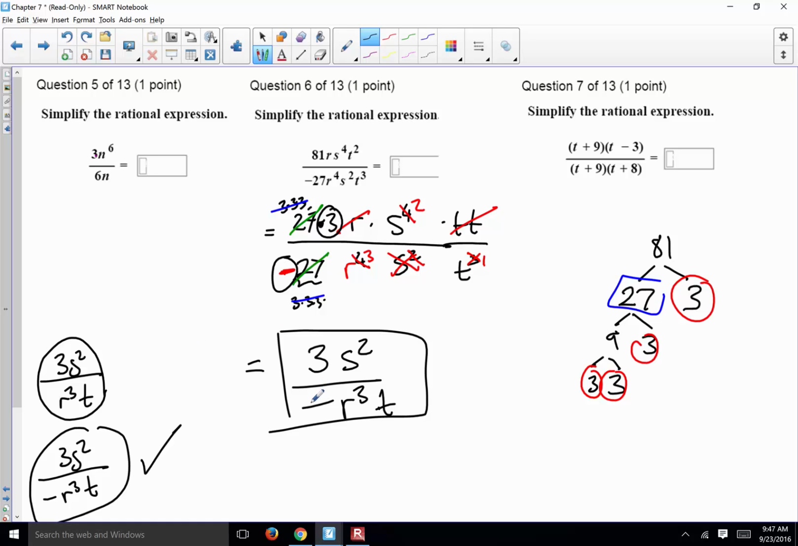Can I pull this minus in front here and say minus 3s squared over r cubed? Yeah, that's perfectly fine as well. You can even put it next to 3 if you wish. It's up to you.